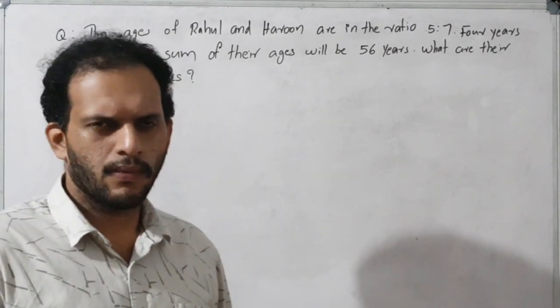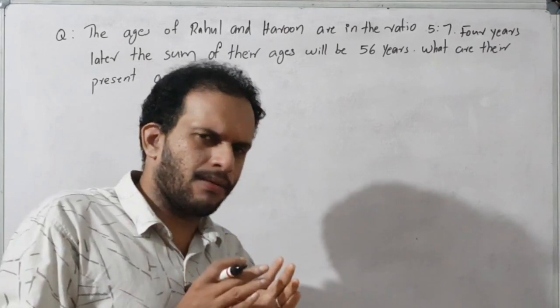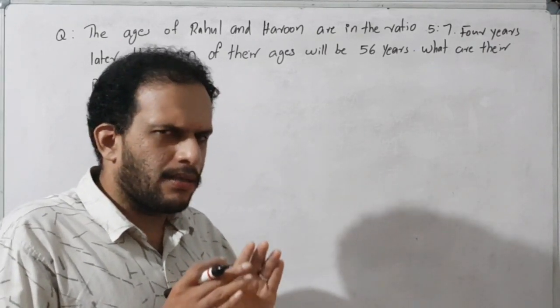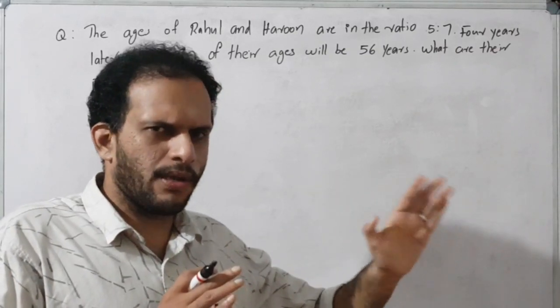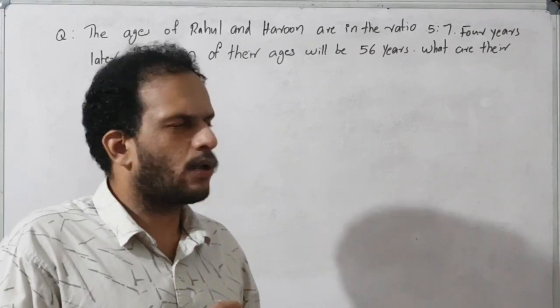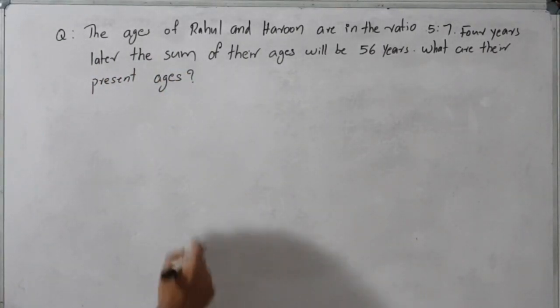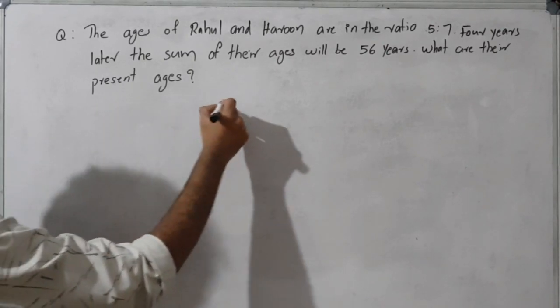We get 56. Clear? The relation is not given on the basis of the present ages. It is given in the question as the relation between the ages after 4 years, 4 years later. Clear? So how do we start? We start first like the previous. We take the present age. Present age. Okay?